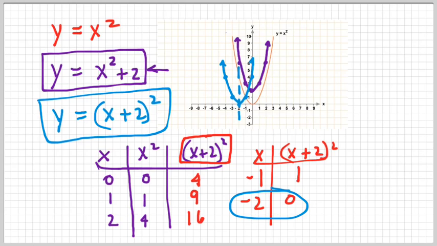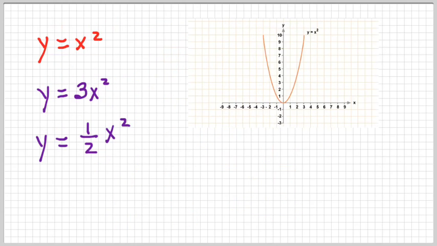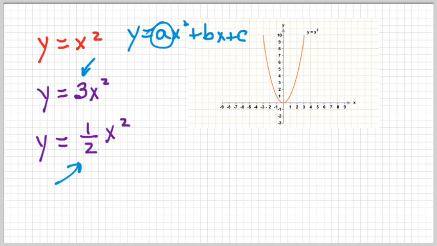Okay. So now, in being descriptive, we can explain what these do. So this is our parent function, and the purple one we would say is shifted up by 2 units, and the light blue one we would say is shifted left by 2 units. And the last thing we'll look at is what the value of a does. Remember, these functions are all ax squared plus bx plus c. And so a is the value right in front of the x squared, so in this case 3, and in the last case a half.